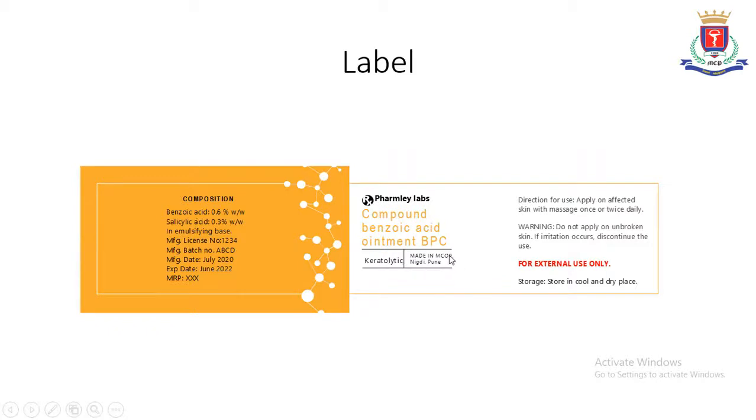Then this is the place where the formulation has been prepared. Here I have mentioned the composition. While mentioning the composition, there is no need to mention the composition of the emulsifying base. You just have to mention that emulsifying base has been used, and the amount of both the APIs in the form of percent weight by weight. Then the manufacturing license number, batch number, manufacturing date, expiry date and MRP are required. And in directions for use, you write: apply on affected skin with massage once or twice daily.